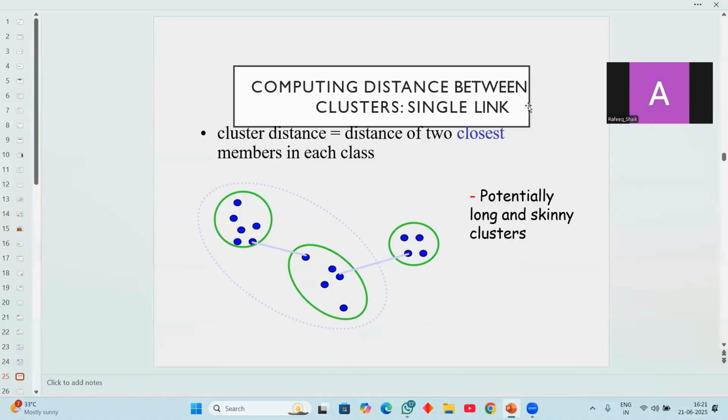According to computing the distance between clusters, in single link, the cluster distance equals the distance of the two closest members in each cluster. Potentially we can say this gives long and skinny clusters. See, it can take one data point to another data point in different groups.